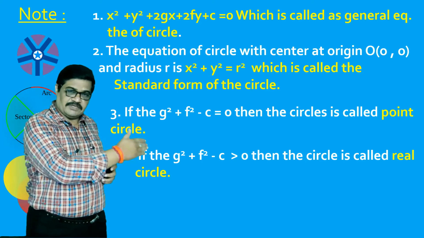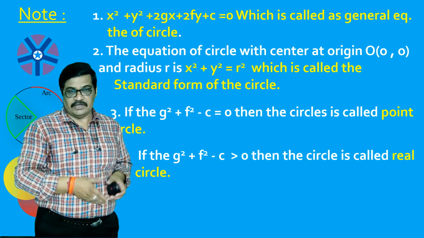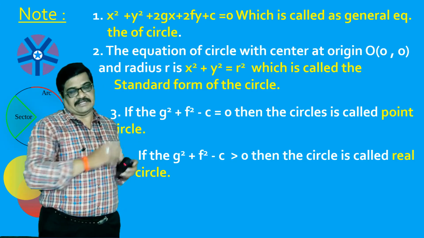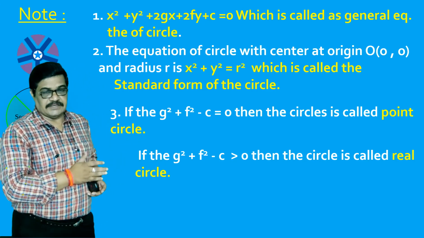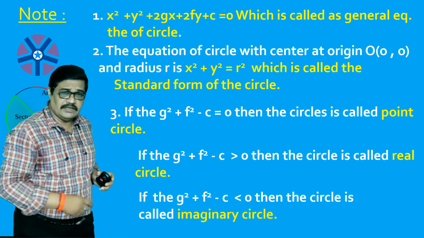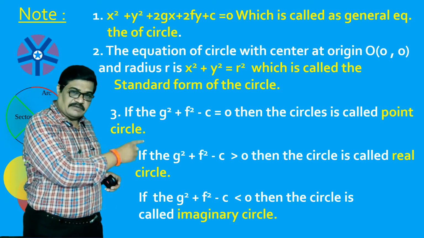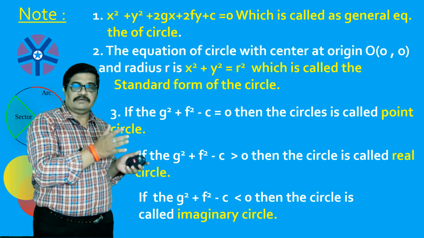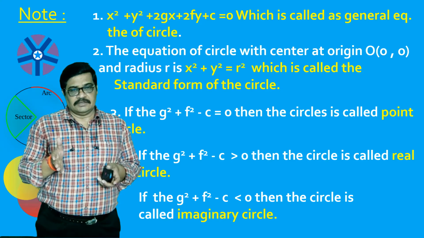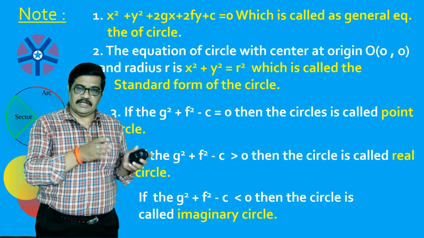So if g square plus f square minus c is greater than 0, then we are getting the real value of the radius. Radius is real, so that circle is called a real circle. Next note: if g square plus f square minus c is less than 0, then the circle is called an imaginary circle. Here the radius is an imaginary number, so we are getting only an imaginary circle. Real values give a real circle.